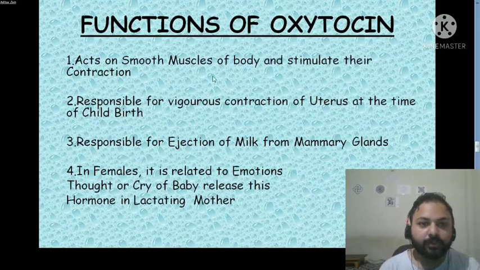It acts on the smooth muscles of body and stimulates their contraction. For example, in female, at the time of delivery, it is responsible for the vigorous contraction of uterus at the time of childbirth. It is also responsible for ejection of milk from mammary glands. So it is known as milk ejection hormone or milk letdown hormone. And in females, it is related to emotions also. At the time of pregnancy, females get emotional. It is because of this hormone that even the thought or cry of baby releases this hormone in the lactating mother.